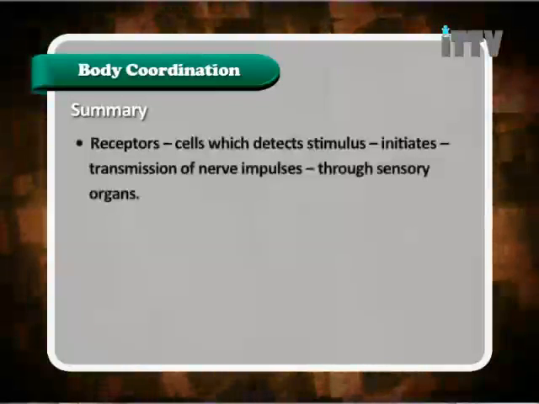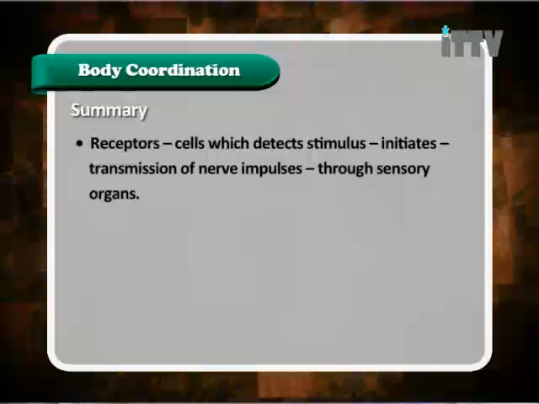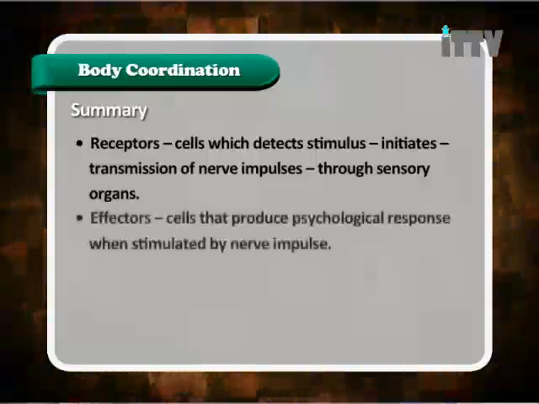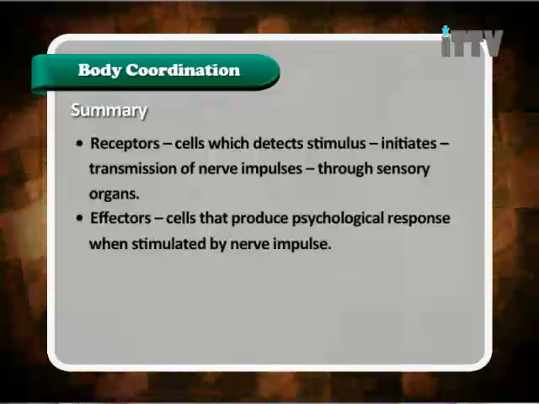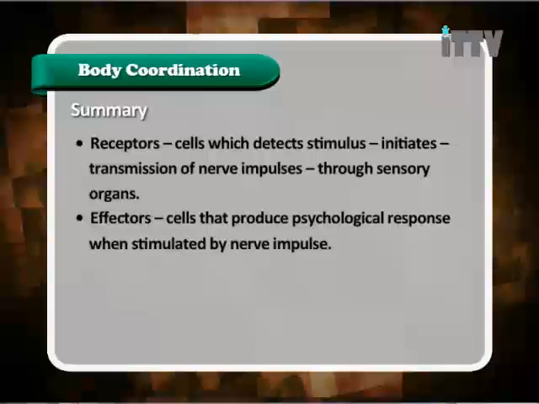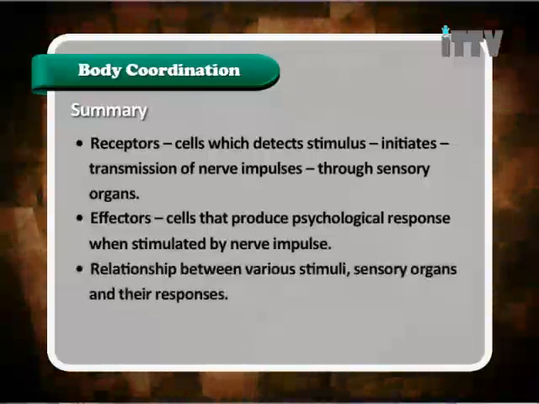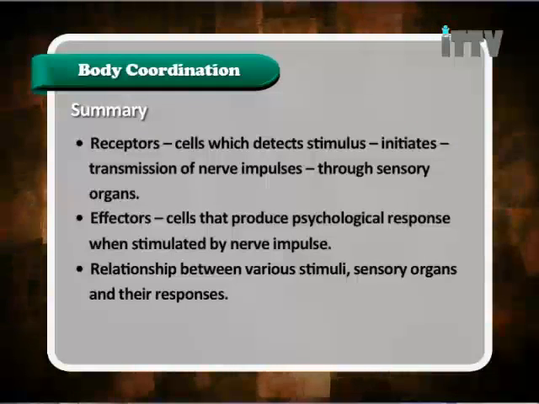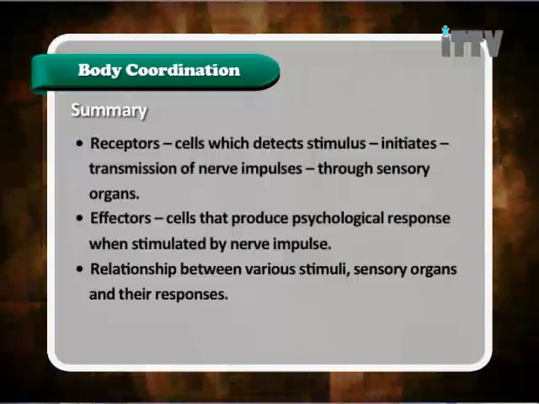Summary. Remember the key things. Receptors, cells that detect stimulus. Initiates transmission of nerve impulses through sensory organs. Remember effectors, cells that produce response when stimulated. Know your relationship between stimulus, sensory organ and their responses. Example, light, photoreceptor, can see.